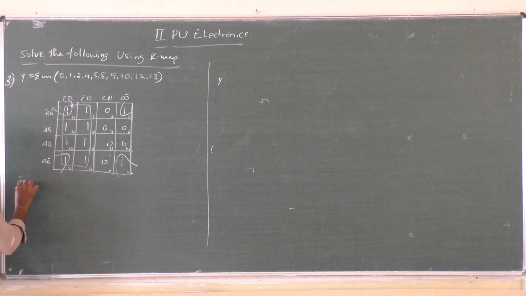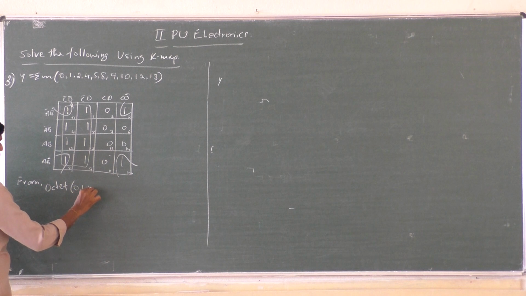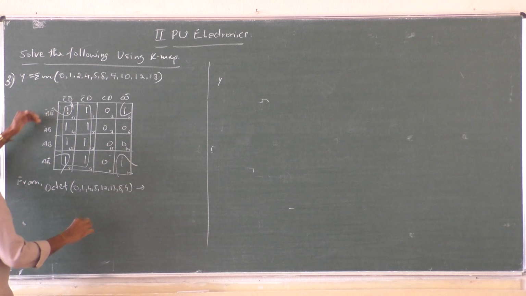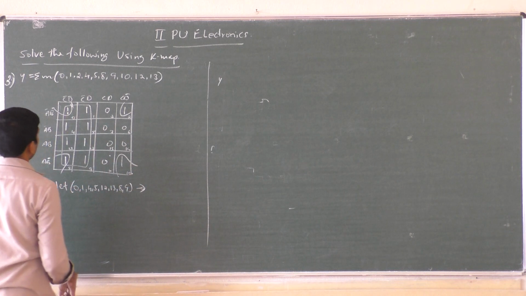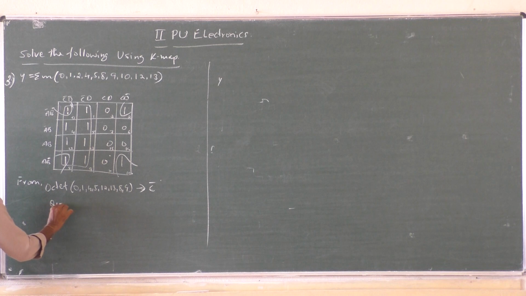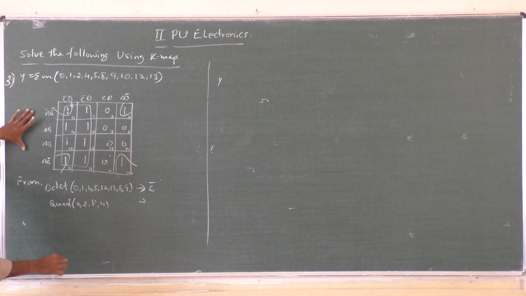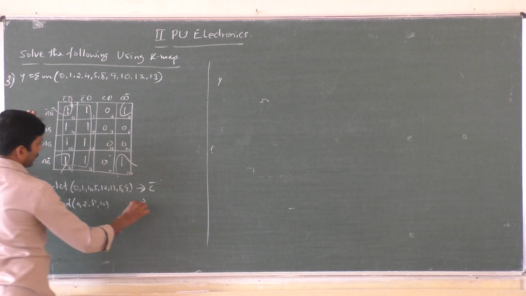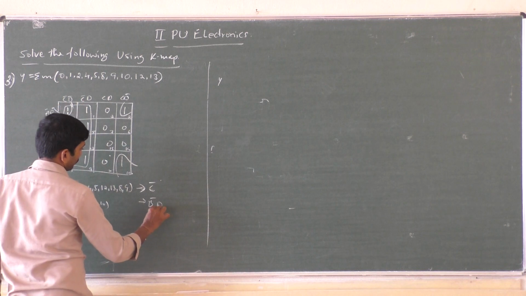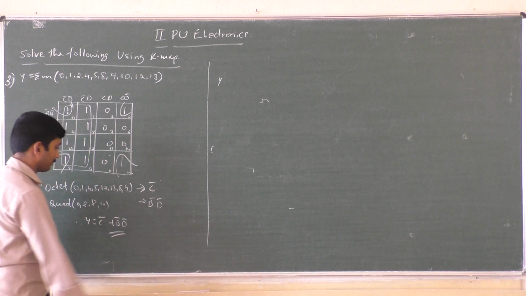Therefore, from the octet, just mention the cell numbers 0, 1, 4, 5. A and B are eliminated, only C bar remains. And from the quad 0, 2, 8, 10, the first and last row variables are in comparison. B bar is remaining, and D bar is common. Therefore, Y equals C bar plus B bar D bar is the simplified expression.